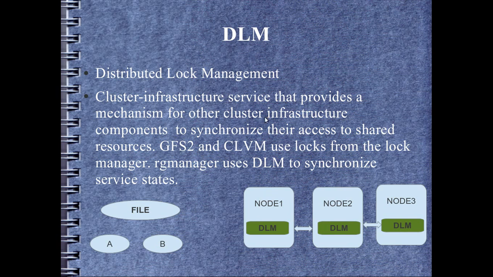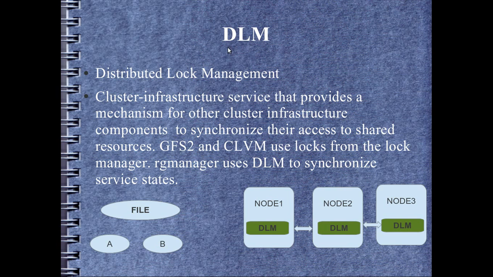Distributed lock management means that if you are talking about multiple nodes in a cluster and any application is trying to modify anything, the same modification or same lock should be propagated to all the nodes. So all these nodes know which process is trying to write to which file. Finally, it synchronizes your access to the shared resources.